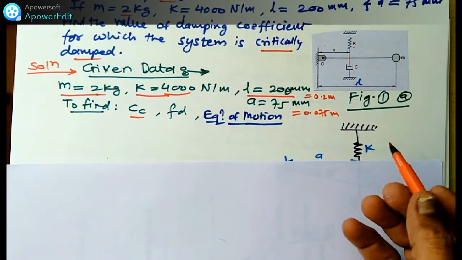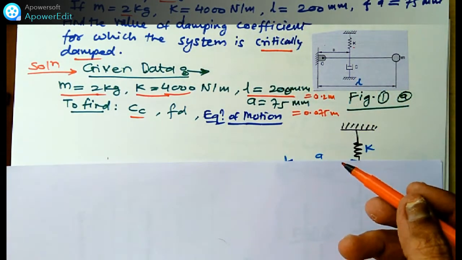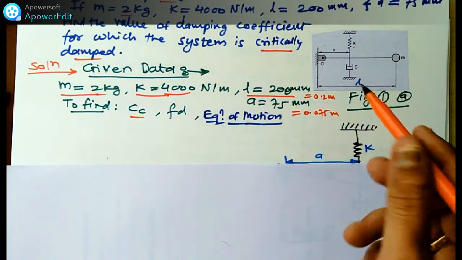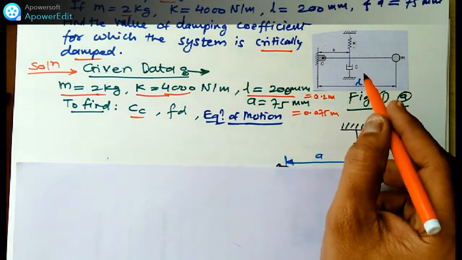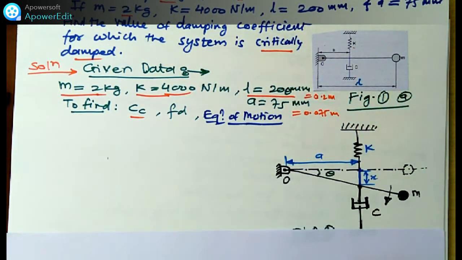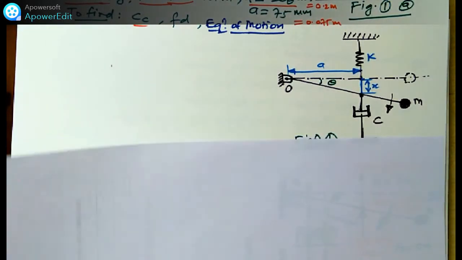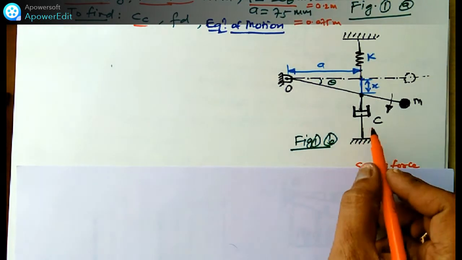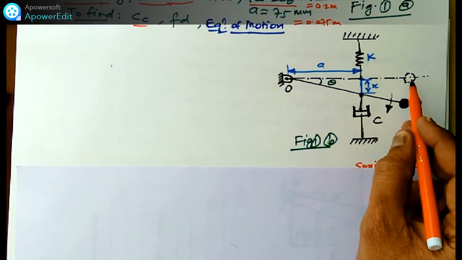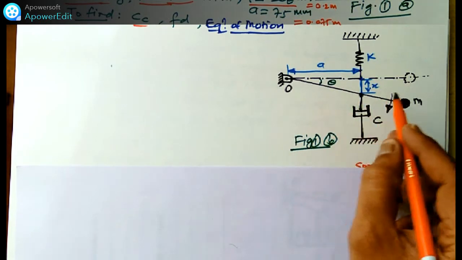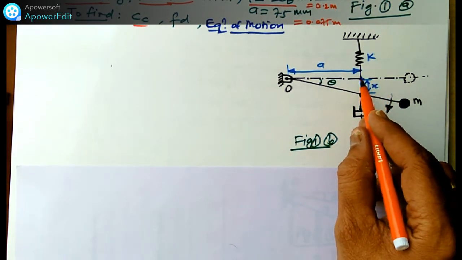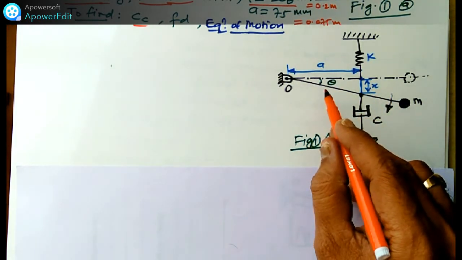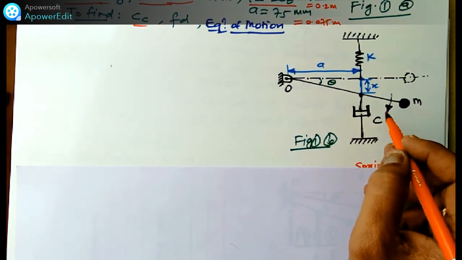To solve this system, first we have to understand the spring system with the damper. We have already covered this type of numerical for undamped systems, but here a damper is there, so we have to find the equation of motion. This is figure 1b. When this mass is displaced by angle theta, this point will be displaced by x. When we rotate by theta, it will displace by x.